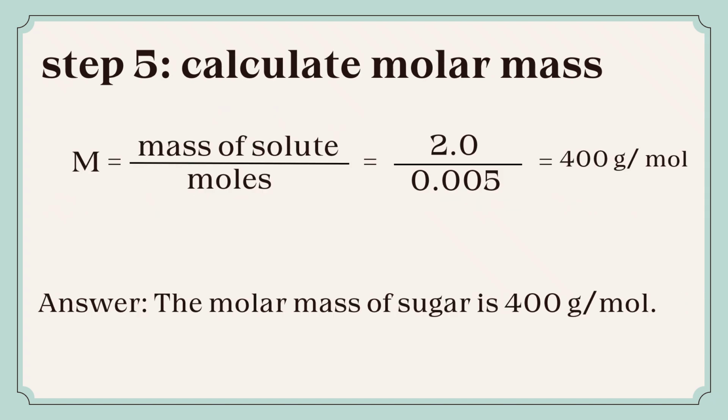So step 5 is calculate molar mass. M equals mass of solute over moles, equals 2.0 over 0.005, and equals 400 grams per mole. The 2.0 is the measurement of the sugar, and 0.005 is the moles. If we divide it, it equals 400 grams per mole. So the answer is the molar mass of sugar is 400 grams per mole.